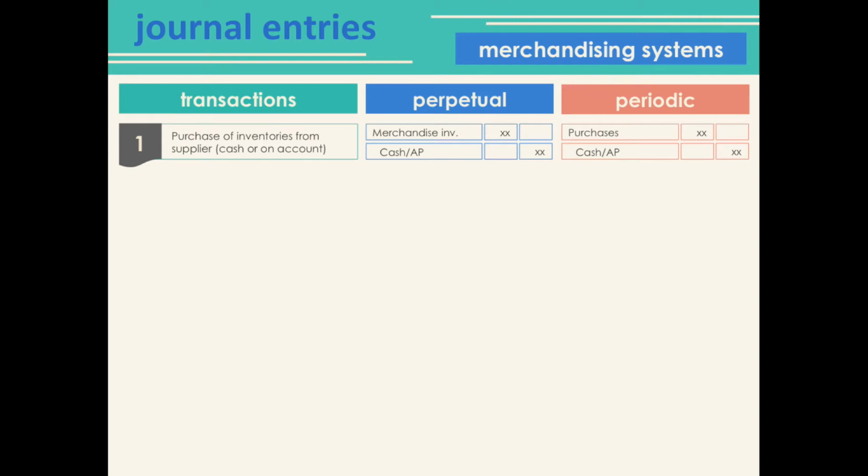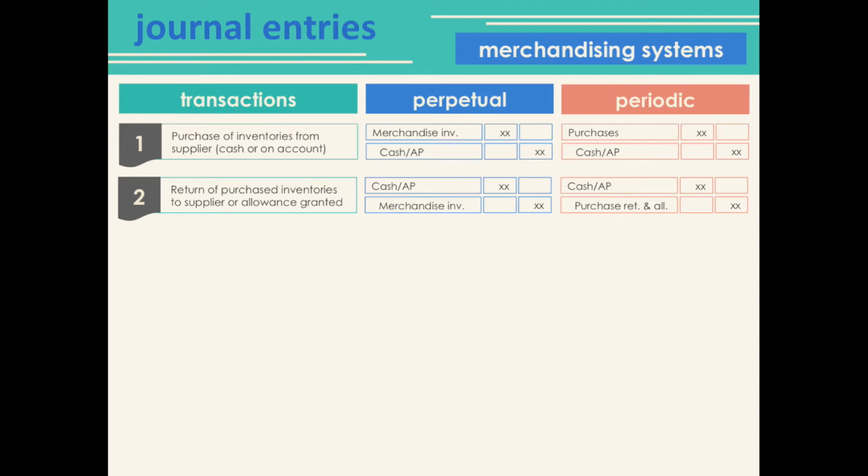Again, under the perpetual inventory system, most transactions are recorded using the merchandise inventory account. So we debit merchandise inventory and credit cash if the purchase was made by paying cash, or credit accounts payable if it was made on account. It's the same for a periodic system, only instead of merchandise inventory, we debit a more specific account called the purchases account.